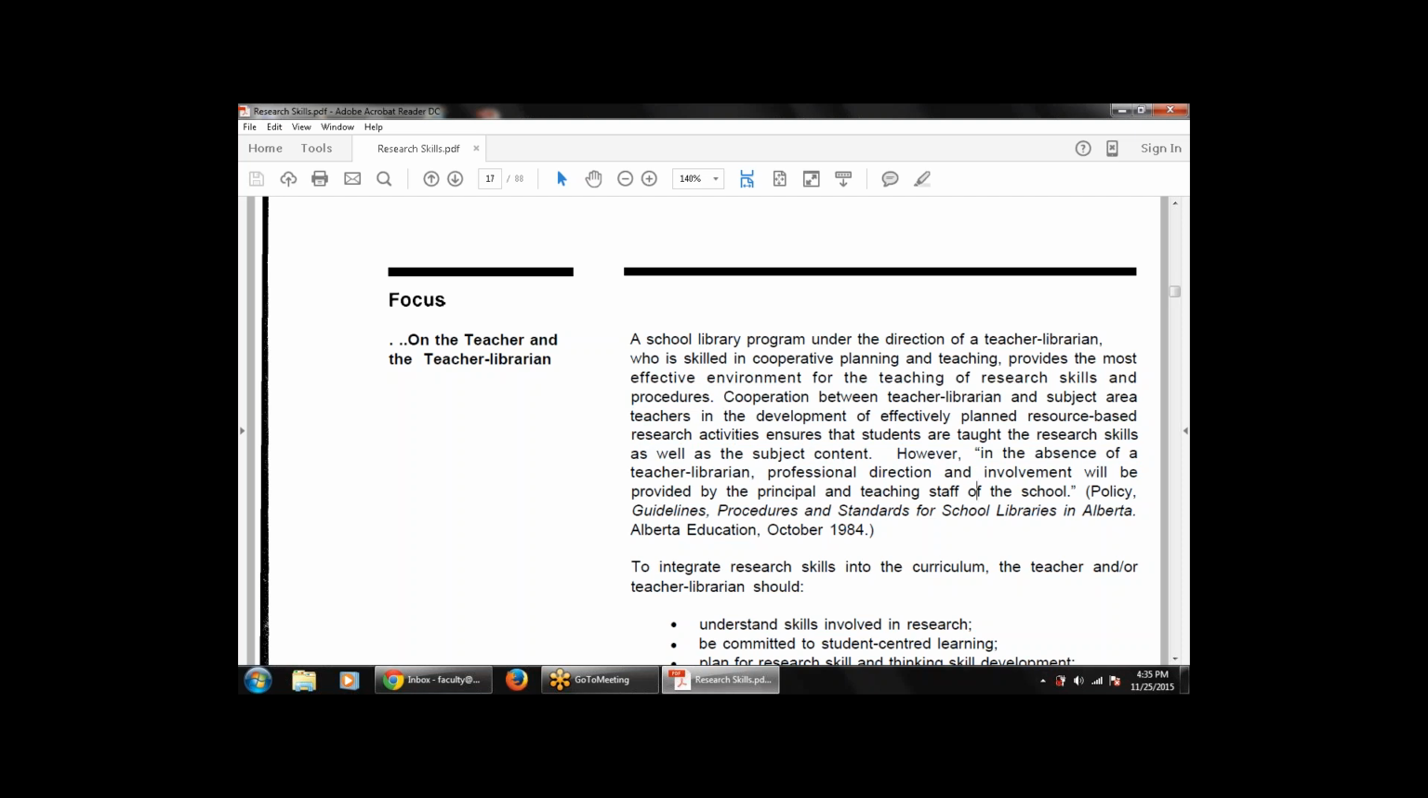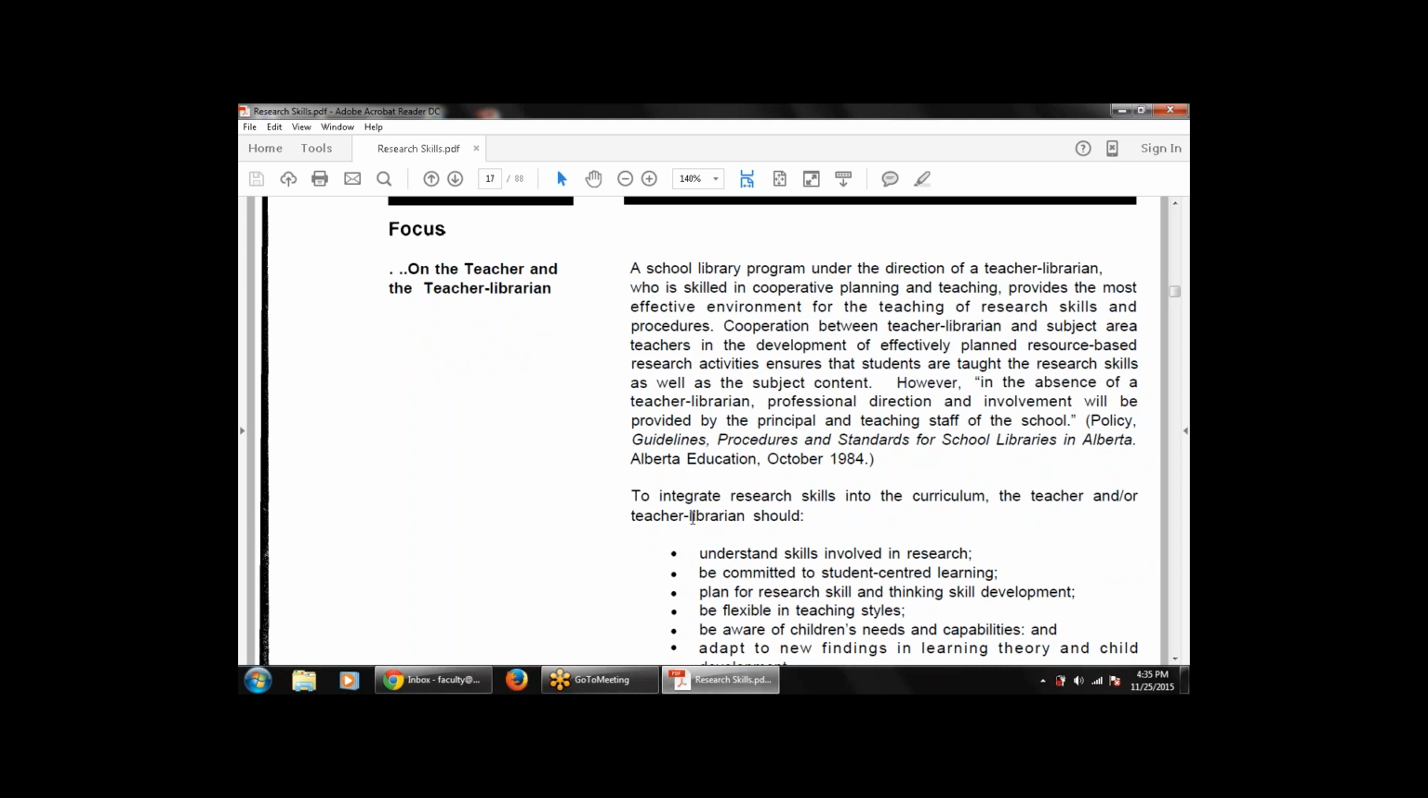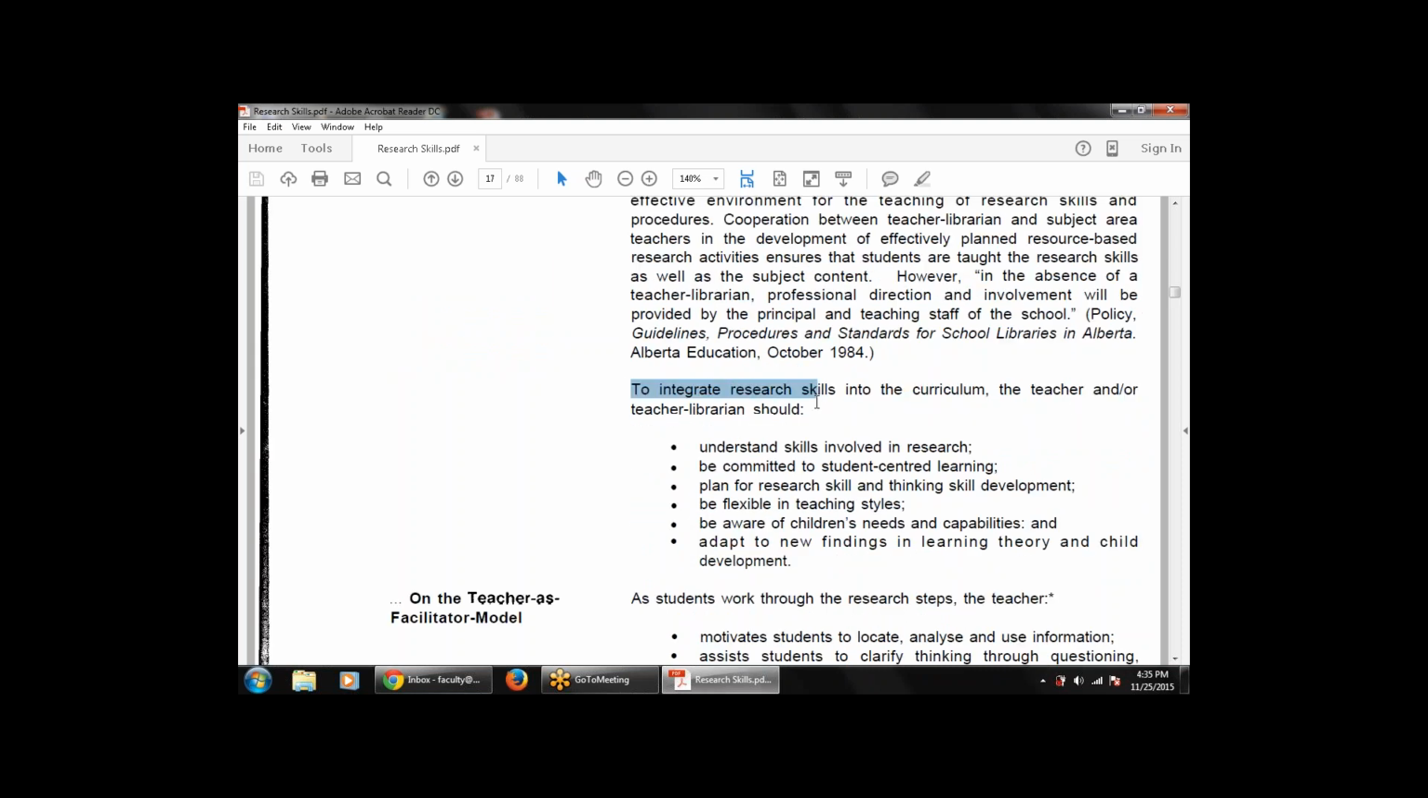And to integrate research skills into the curriculum, the teacher and or teacher librarian should understand the skills involved in the research.